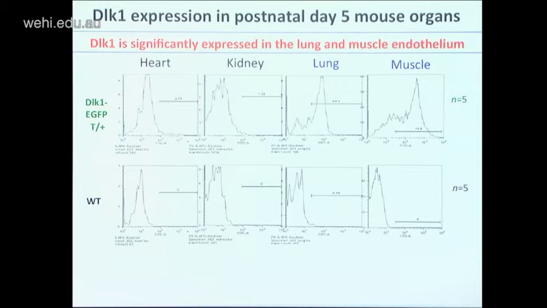So the top panel here is GFP mice and the bottom is wild type, showing heart, kidney, lung, and muscle endothelial cells by the FITC fluorescence. In heart and kidney endothelial cells, there's no difference between the GFP and wild type mice in terms of the FITC fluorescence. But when you look at the lung and muscle, there is a significant shift to FITC positivity in the GFP mice compared to the wild type, where there's none.